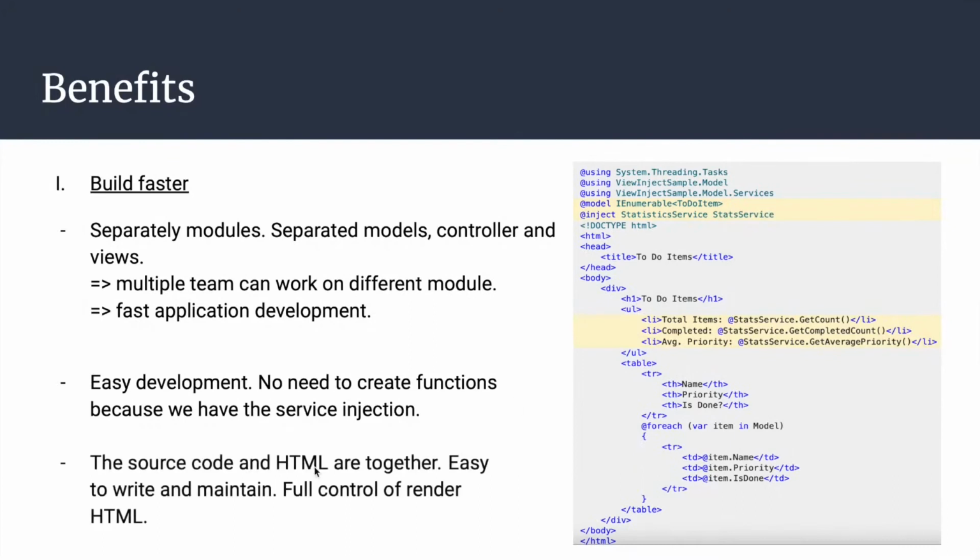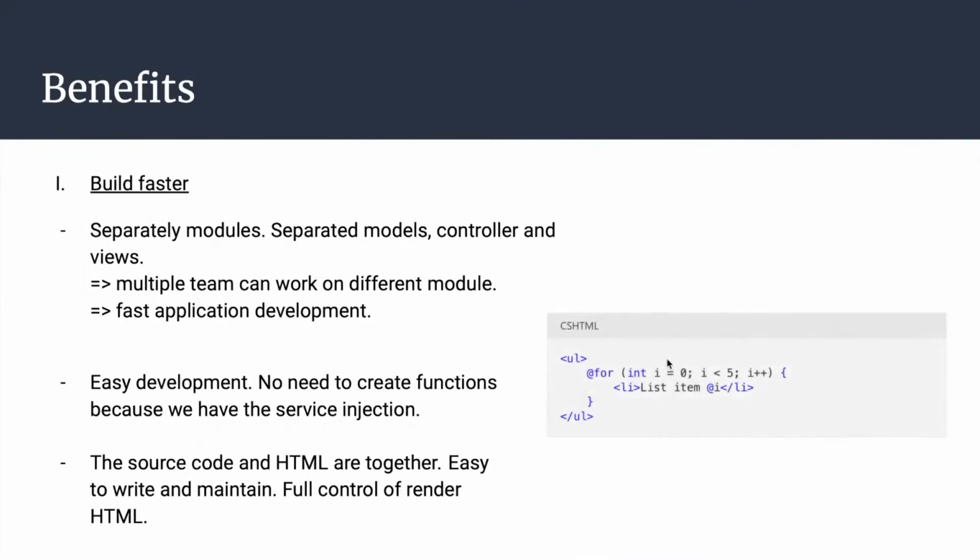The next thing is the source code and HTML are together. So you can see here, we put some logic in the HTML file, so it will be easy to write and maintain. So ASP is different from other MVC frameworks. Like I show you an example here. In ASP, you can see here we use a for loop inside the HTML. So that would be in the CSHTML.